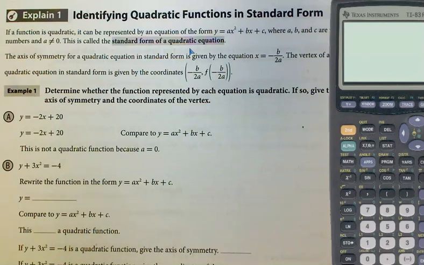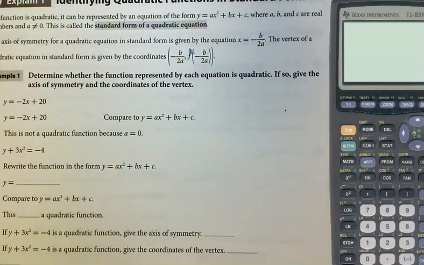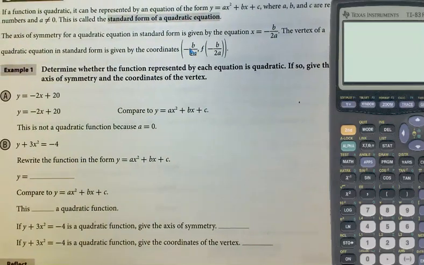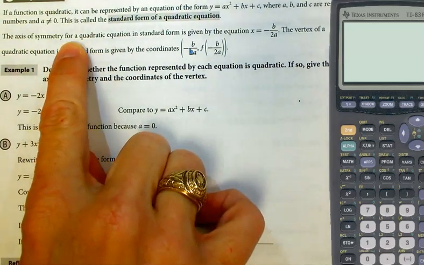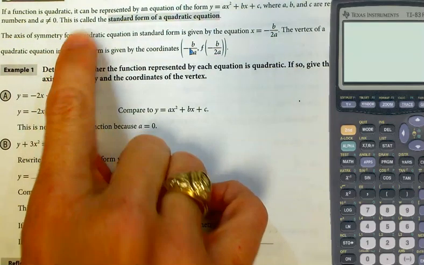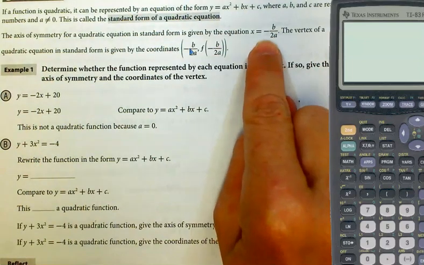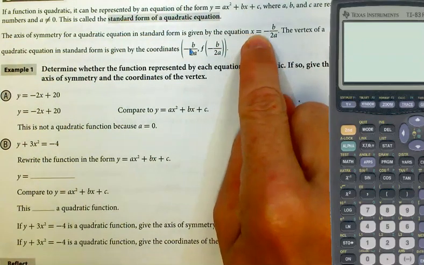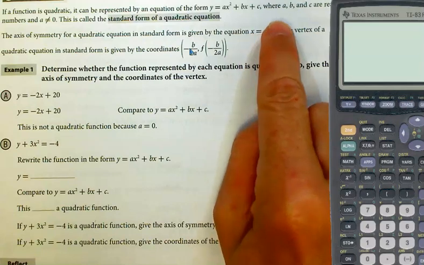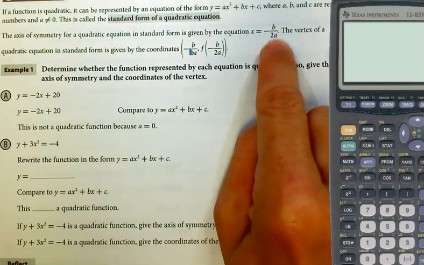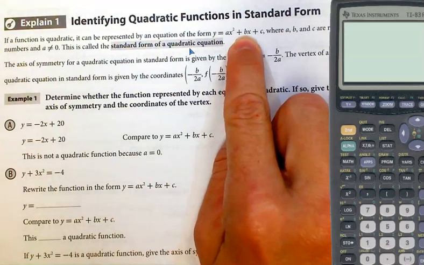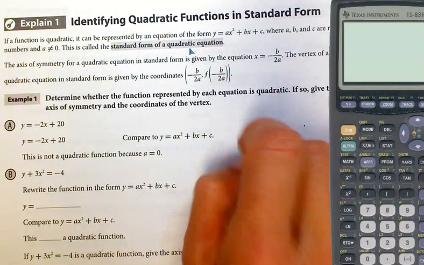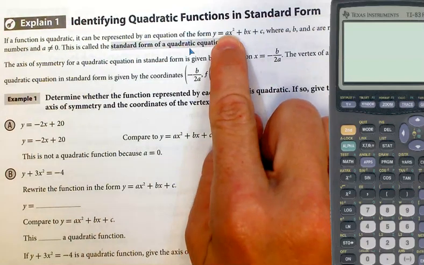And the answer is yes. It's not quite as obvious, but there is a way to do it. Okay, so the axis of symmetry for a quadratic equation written in standard form is given by this. So it would be the vertical line x equal to negative b over 2a. Remember, b is the number in front of your just x, and a is the number in front of your x squared, okay?